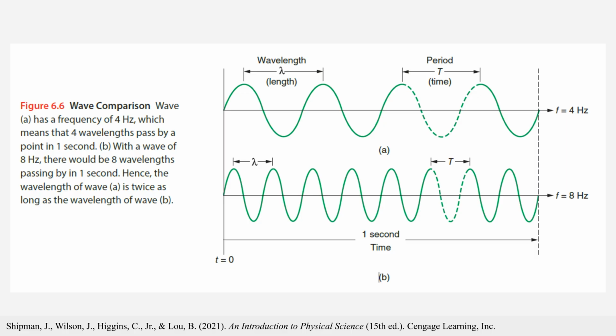This figure helps us visualize the relationship between frequency, period, and wavelength. Both waves are shown over exactly 1 second. The top wave has a frequency of 4 Hz, which means 4 wavelengths pass a point in 1 second. The bottom wave has a frequency of 8 Hz, so 8 wavelengths pass in that same time. Since both waves travel through the same medium, their speeds are the same. As a result, the wave with the higher frequency must have a shorter wavelength.